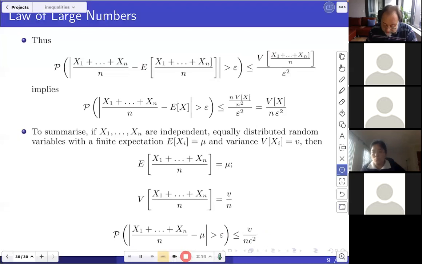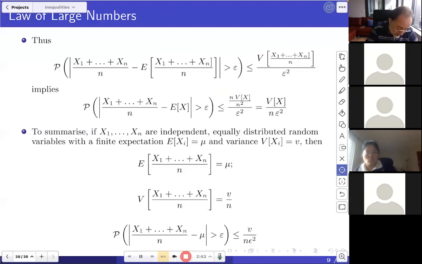So this shows why, in fact, taking multiple measurements and averaging, what people knew from antiquity, improves the accuracy of the measurements. Very good. So this is the Chebyshev inequality and its application to the law of large numbers.